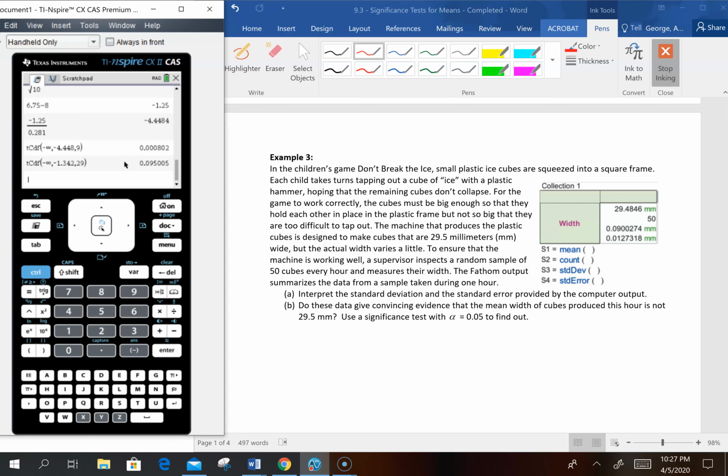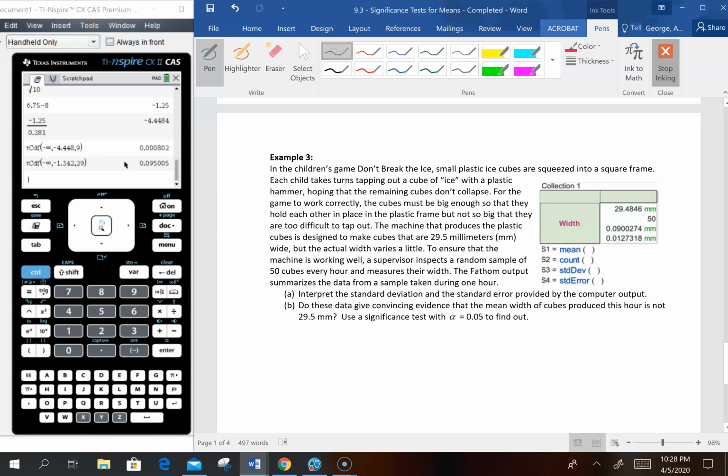And that's what part A is asking us. A is asking you to interpret the standard deviation and the standard error. Just know your standard deviation is your Sx, and your standard error is Sx divided by the square root of n, which in this case would be 50. Since that math's already been done for us, we can just go ahead and jump straight in.